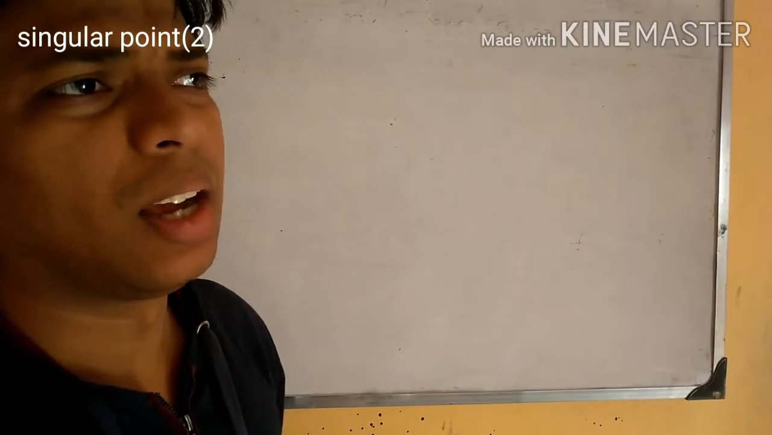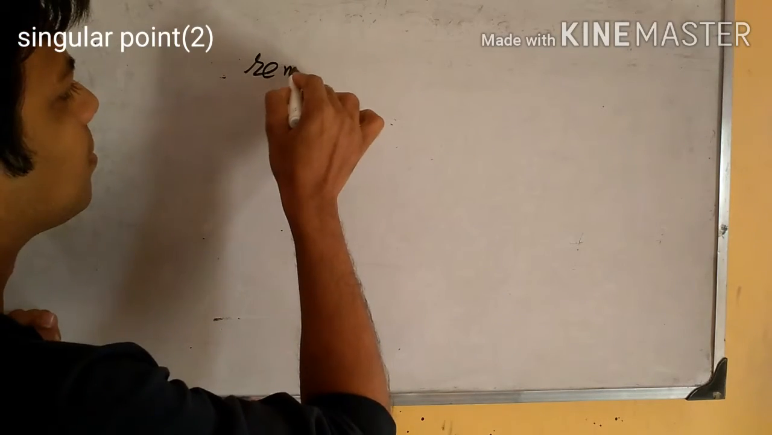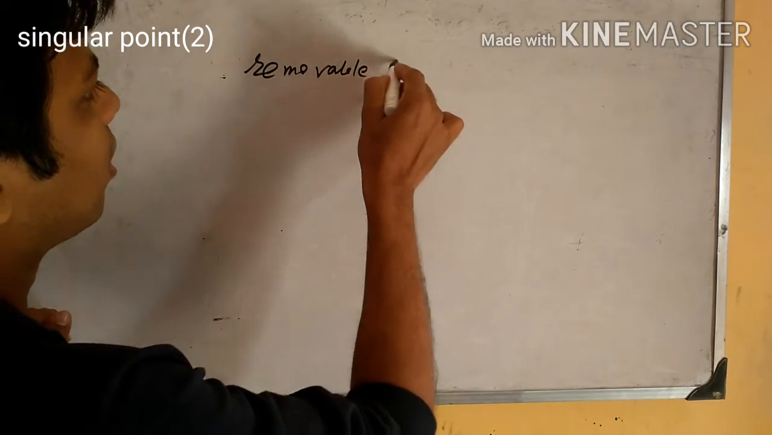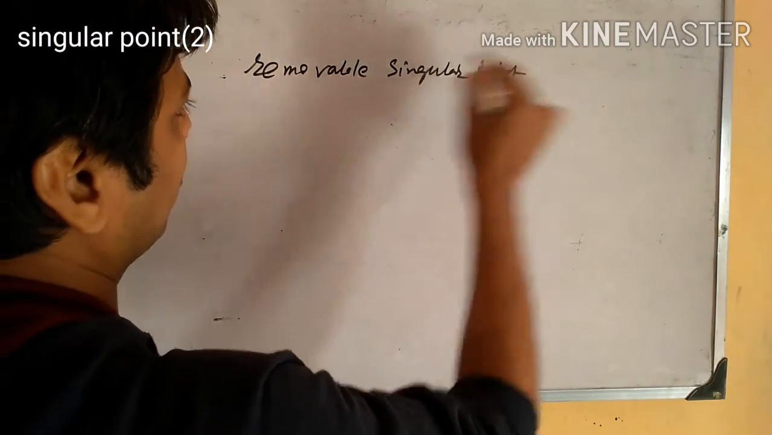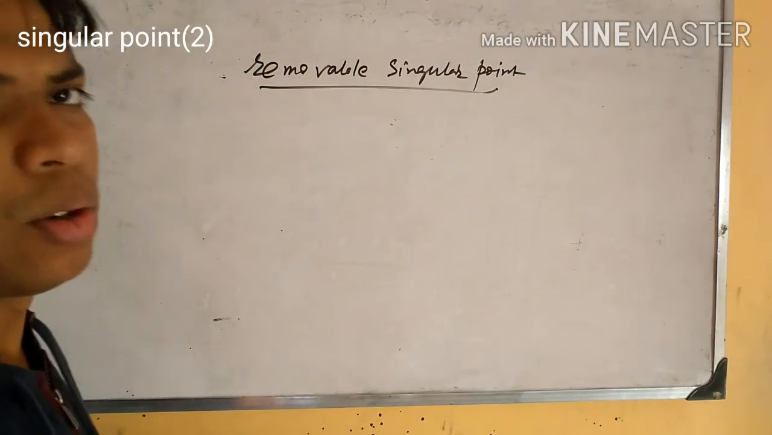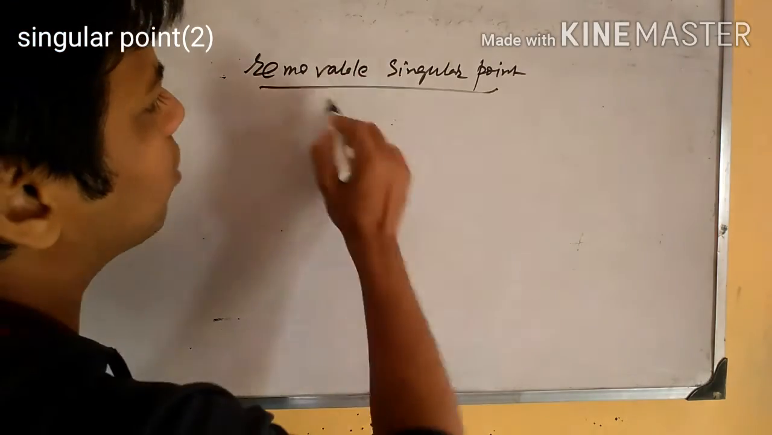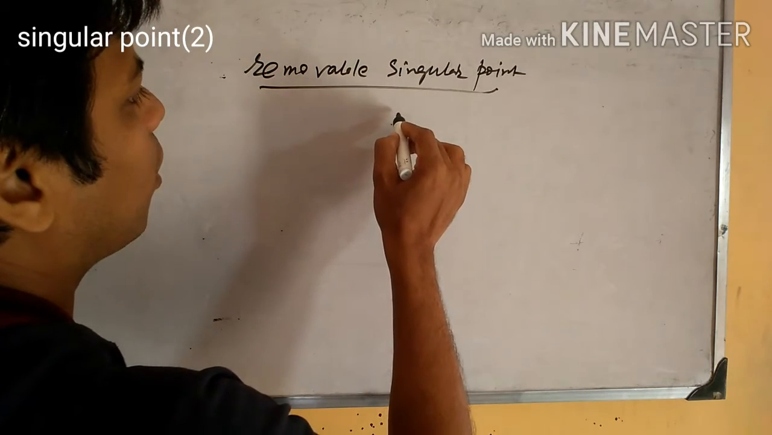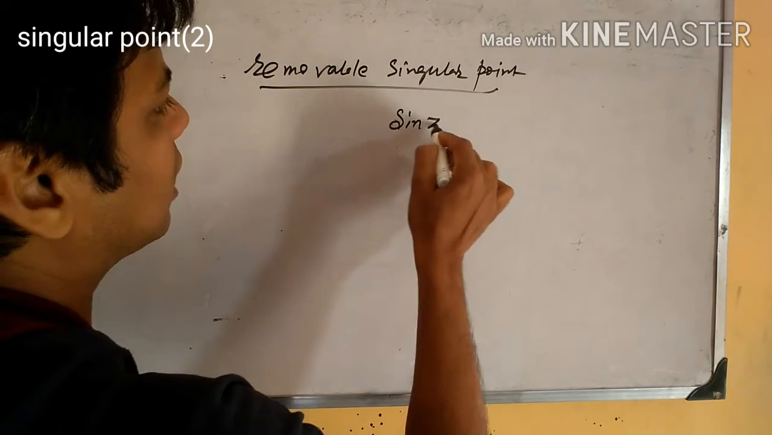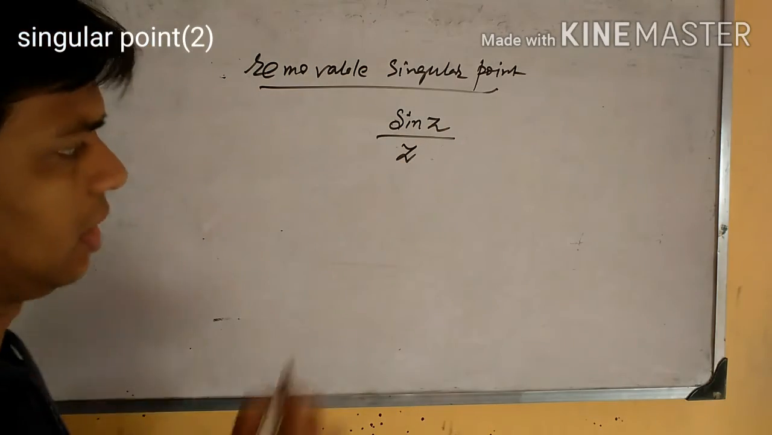Let's start with the removable singular point in the complex variable. A removable singular point is such a singular point where, when we put the point in directly, we get an undefined result.